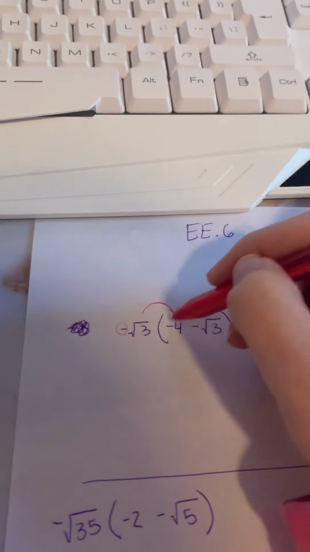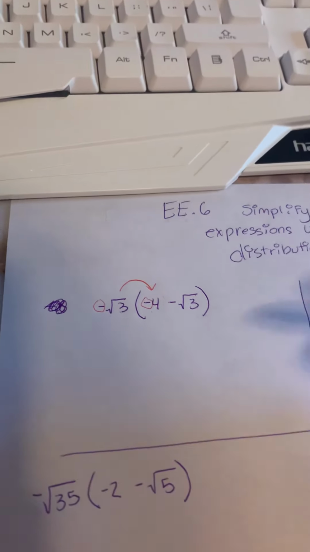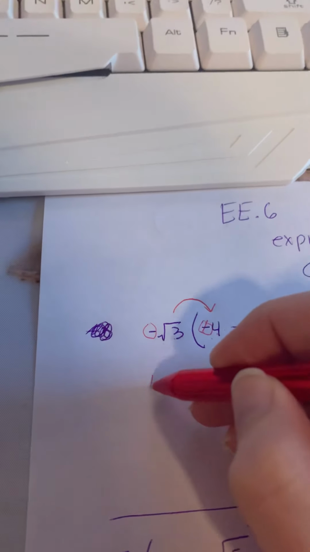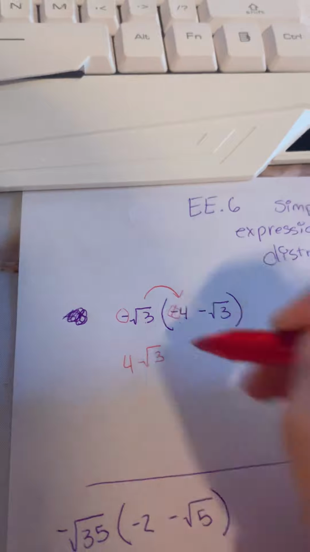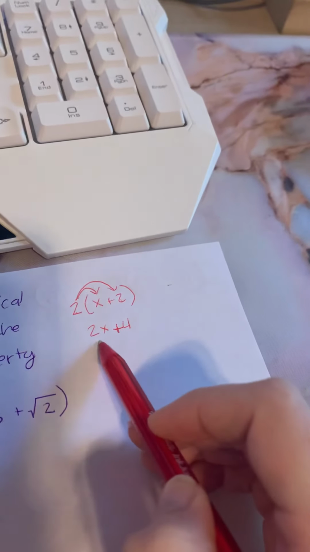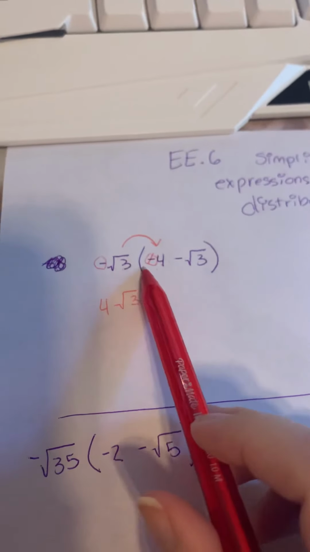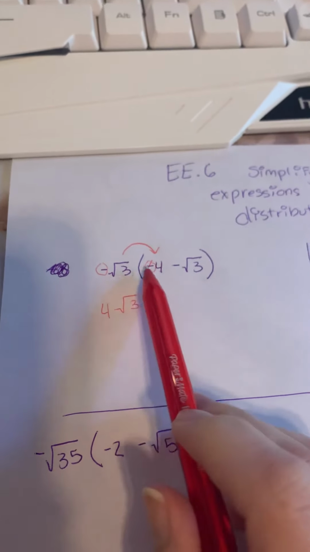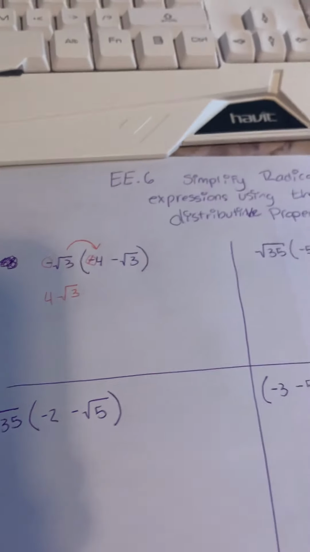What I can do is negative times negative is a positive, so kind of like that disappears. And I'll just have 4 square root of 3. Just like we had the 2 and the x, and we just wrote 2x, kind of just wrote them next to each other. Same thing here. 4 square root of 3 here, right? The negatives went away because the negative and a negative make a positive.